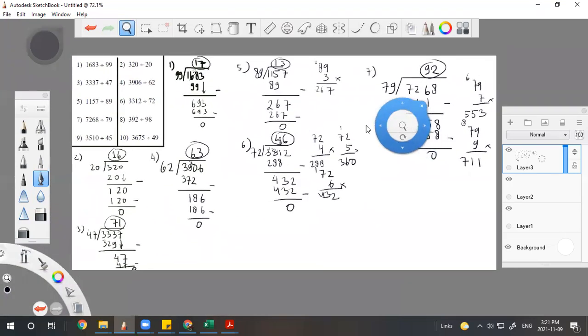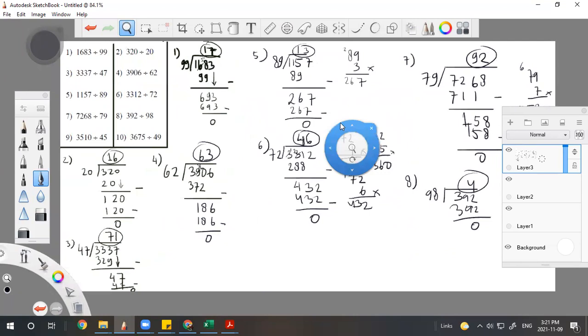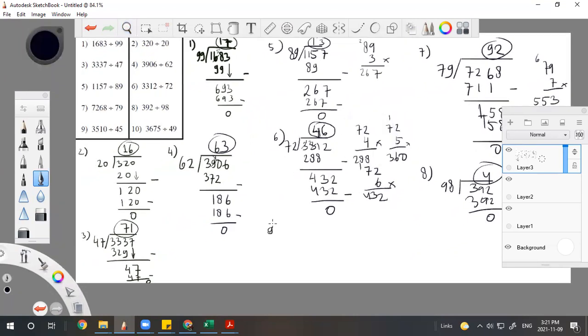How to do number 8? Number 8 is also the same, but it's more simple. Let's try. 98 times 4, 32, 36, 392, 4, and that's the answer. So 1-digit answer, and it's not a big deal for us. Okay, now number 9. I put randomly, yeah.